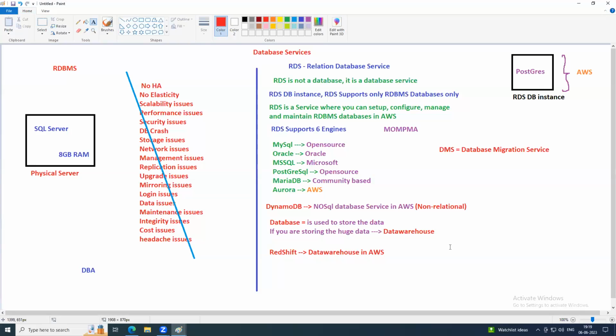Call it MOM PMA if you want to remember. Which is the AWS proprietary engine? Aurora. Which is the service used to do the migration? Database migration? DMS. And which is the NoSQL service in AWS? DynamoDB. And if you want to use the data warehouse concept, which service is that? Redshift. Is this clear till here?